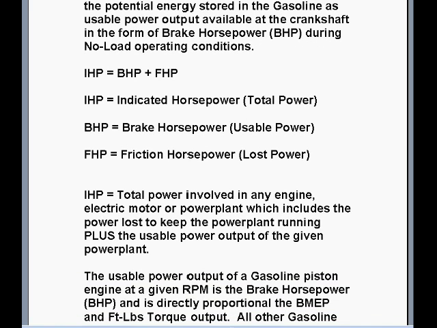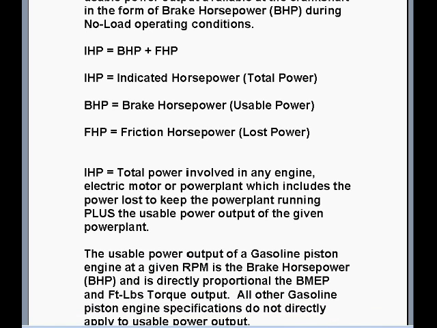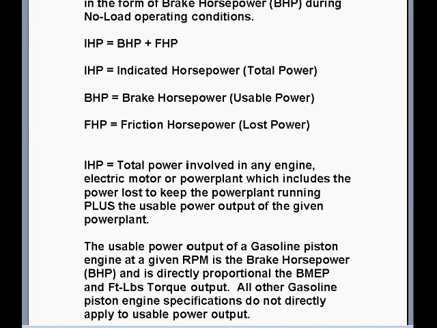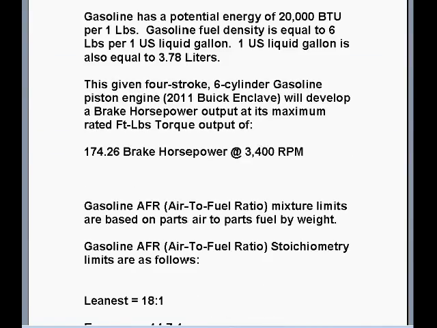The usable power output of a gasoline piston engine at given RPM is the brake horsepower and is directly proportional to the BMEP and foot-pounds torque output. All other gasoline piston engine specifications do not directly apply to usable power output. Gasoline has a potential energy of 20,000 BTU per pound. Gasoline fuel density is equal to 6 pounds per 1 U.S. liquid gallon. 1 U.S. liquid gallon is also equal to 3.78 liters.